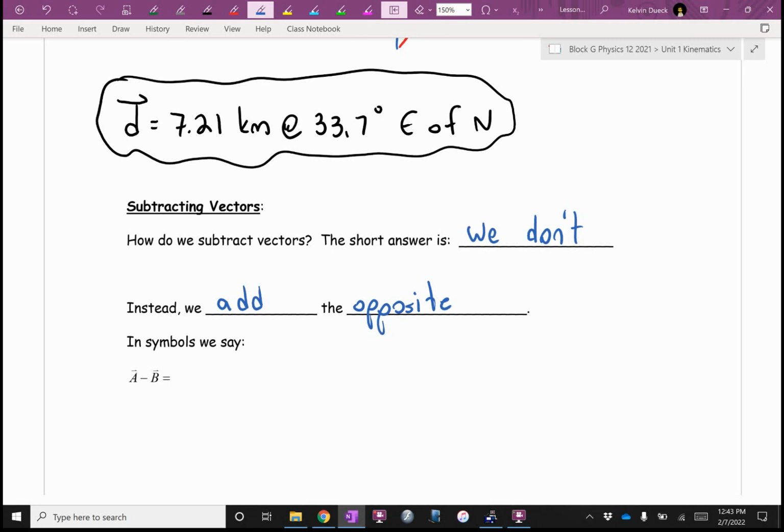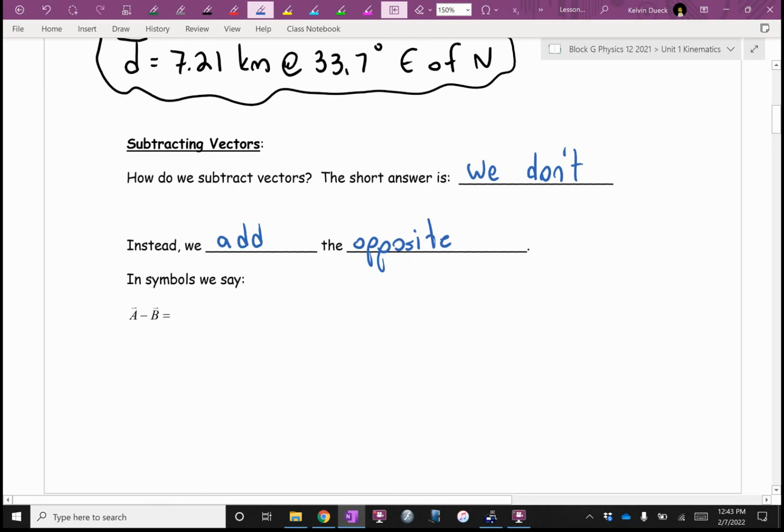In symbols, we would say this. Oh, and if I have vector A minus vector B, I'm going to do vector A plus the opposite of vector B. And what do I mean by the opposite of vector B? It's actually pretty obvious. What's the opposite of south? What's the opposite of west? There you go.